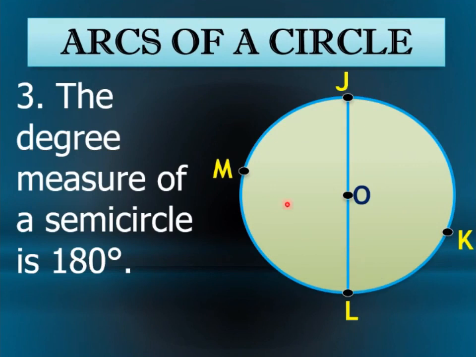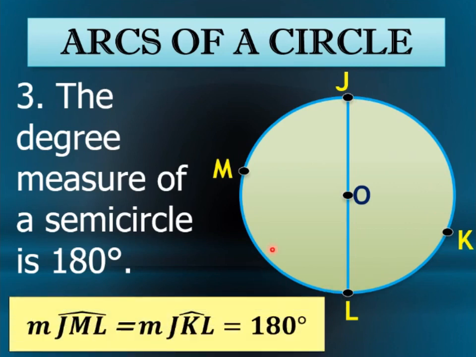Given the circle O, the degree measure of a semicircle is 180 degrees. The semicircles here are semicircle JML and semicircle JKL. So the measure of the arc JML is equal to the measure of the arc JKL, which is equal to 180 degrees.